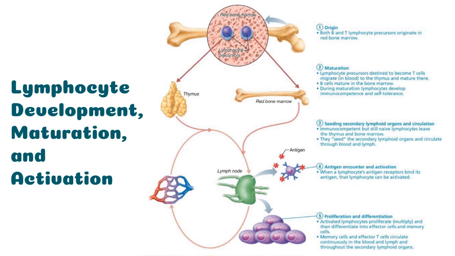Following the maturation and seeding, these lymphocytes go into the secondary lymphoid organs. What are the secondary lymphoid organs? These are the organs where these lymphocytes get activated, proliferate, and act against the foreign antigen or pathogens. So we mainly have the primary lymphoid organs, where lymphocytes are produced and become mature, which are the bone marrow and thymus, and secondary lymphoid organs such as the spleen and the lymph nodes.